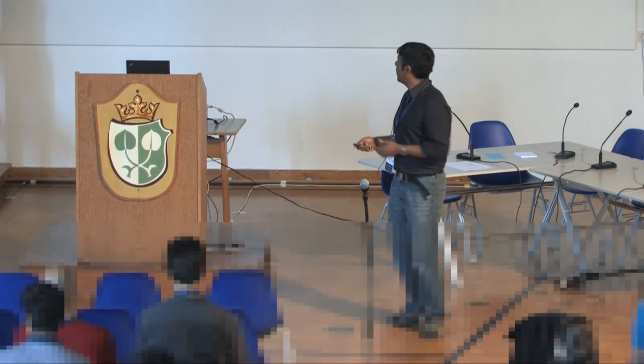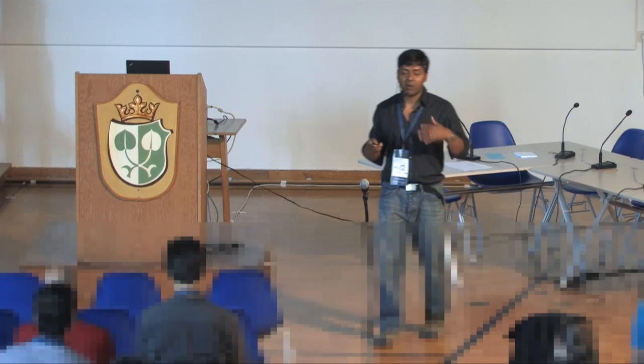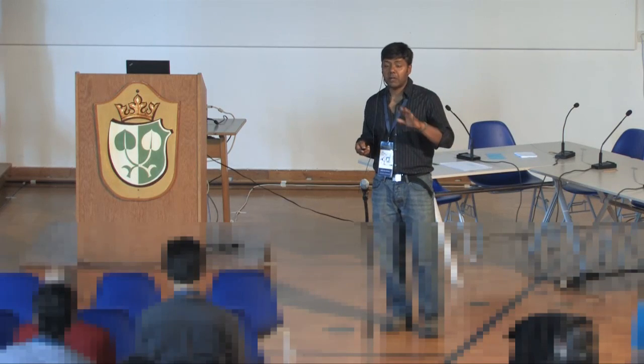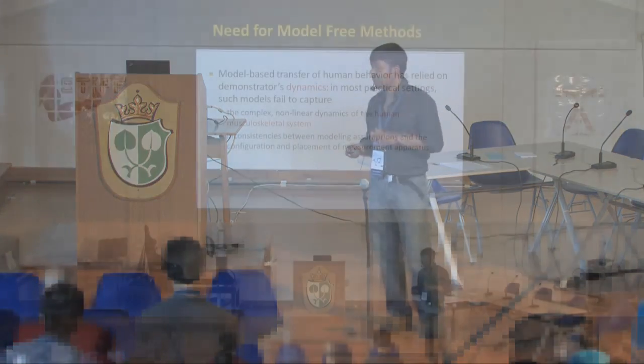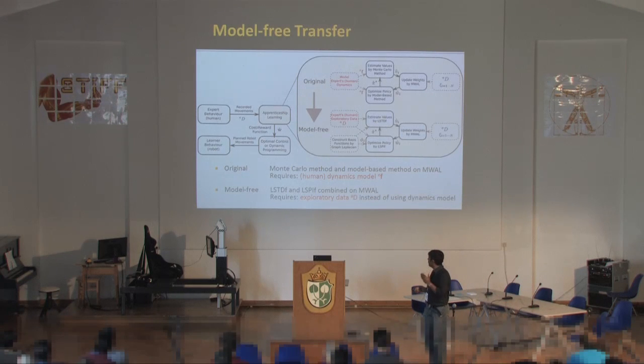So we said, okay, is there a way to take out the model dynamics of the expert? Can we do model-free versions? And again, I'm not going to go into the details of it, but all I'm going to say here is that this loop here is the apprenticeship learning framework where we extracted the cost function. So this bit here, we replace with the model-free version of the apprenticeship learning.